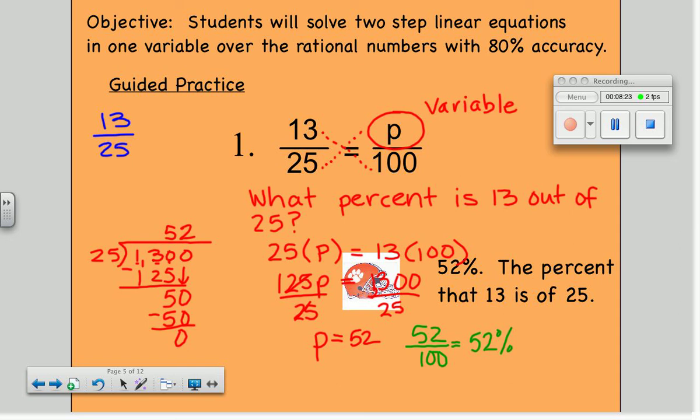You could choose to multiply the denominator by a number that gets 100. So I'm going to multiply by some number that will equal 100. What number can I multiply by 25 to get 100? 4. So I would need to multiply 13 by the same number, 13 times 4. 13 times 4 is 52. Same answer, 52%.